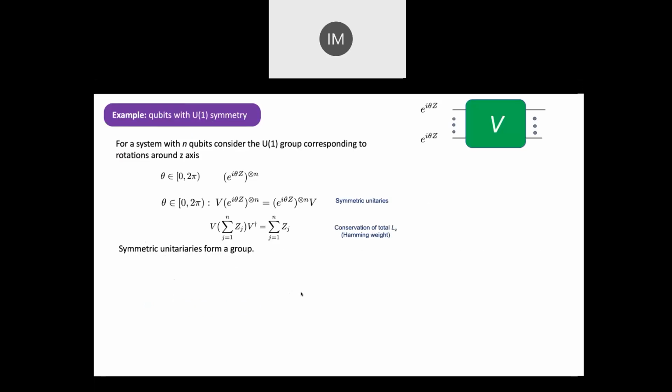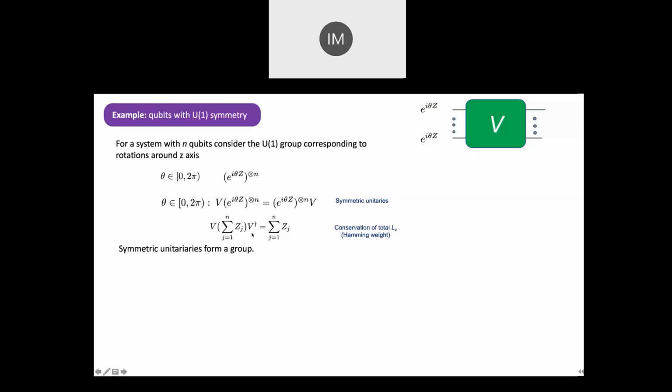Okay, so now let's try to define things more clearly. This will be my running example, a system of n qubits with U1 symmetry. For a system of n qubits, I want to think about all rotations around Z, e to the i theta Z tensor n, where theta is an arbitrary number between 0 and 2 pi, and Z is just Pauli Z. This forms a U1 group. I want to think about all unitaries that commute with this U1 group, or are invariant under the action of this U1 group, meaning that they satisfy this property for all theta. This property is equivalent to the conservation of the sum of the Pauli Z's. So these are unitaries that preserve the sum of Pauli Z's.